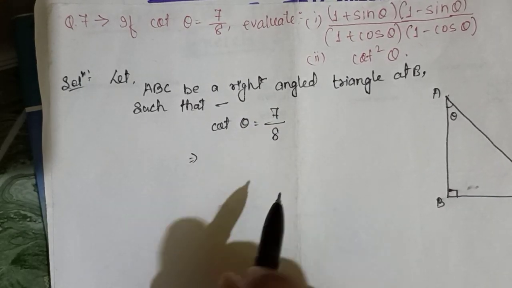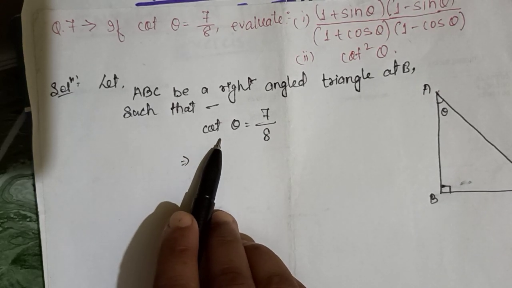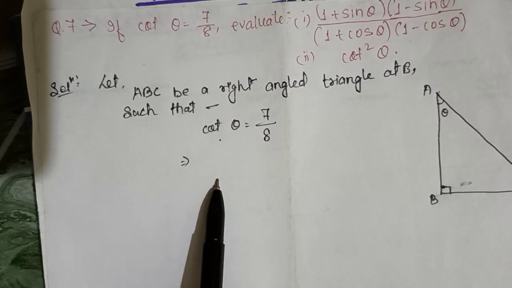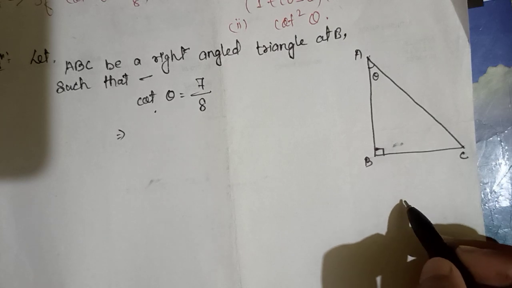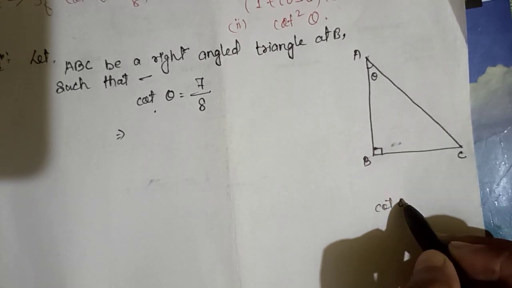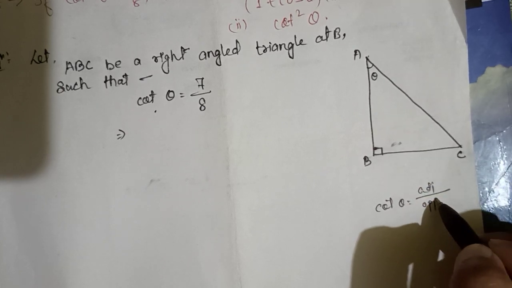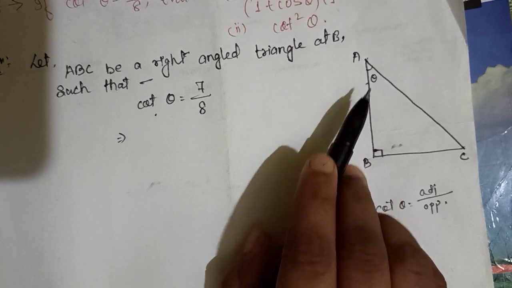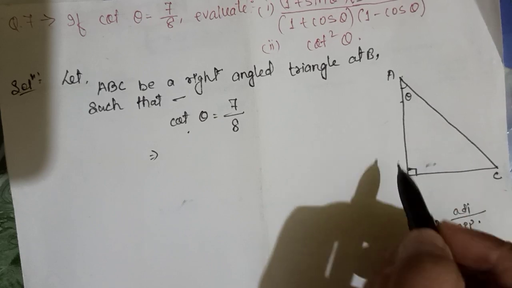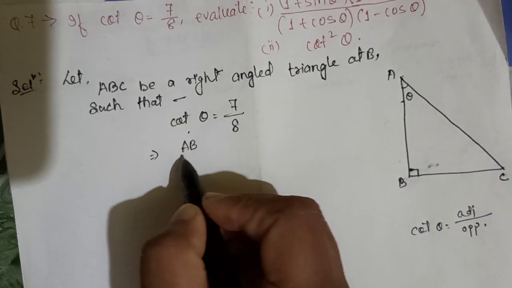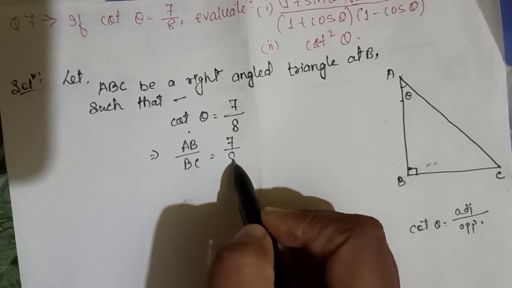So now here we have to put the formula for cot theta. First of all we need to know the formula for cot theta. I have already explained regarding the ratios, you can check my previous videos. The formula for cot theta will be adjacent side by opposite side. So from theta, adjacent side will be AB and opposite side will be BC. So AB by BC equals 7 by 8.